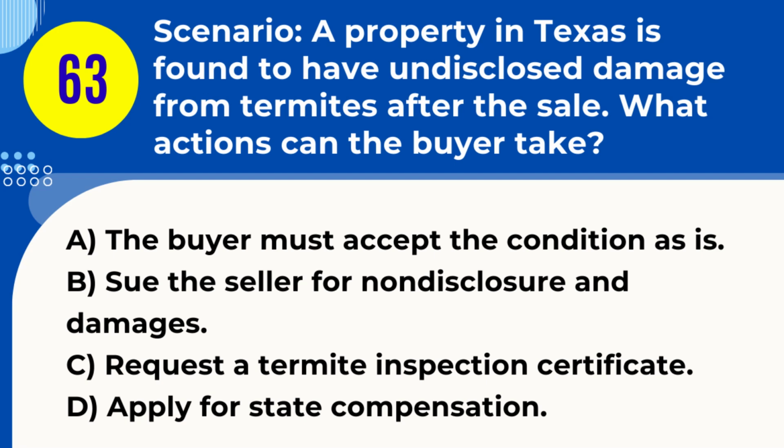A. The buyer must accept the condition as is. B. Sue the seller for non-disclosure and damages. C. Request a termite inspection certificate. D. Apply for state compensation. Answer. B. Sue the seller for non-disclosure and damages. Explanation. In Texas, if a buyer discovers undisclosed termite damage after purchasing a property, they may have legal grounds to sue the seller for non-disclosure and seek damages, as sellers are required to disclose known property defects.